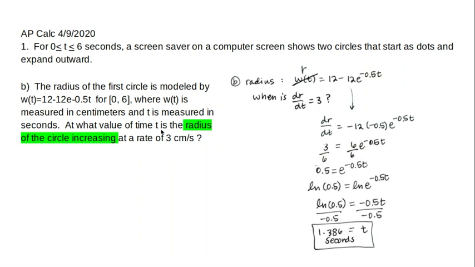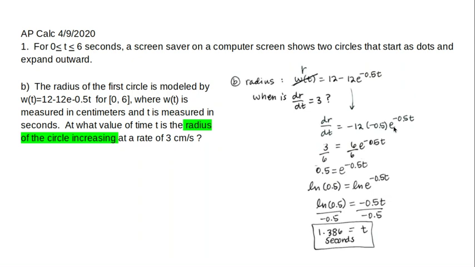So the question is, at what time t is the radius changing at a rate of 3 centimeters per second? So that's what I want to know. At what t is dr/dt equal to 3? So I did the derivative of this function. The derivative of r would be dr/dt. The derivative of 12 would be 0 because it's a constant. Then the derivative of negative 12e to the negative 0.5t.